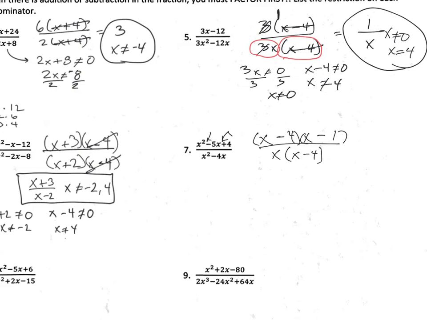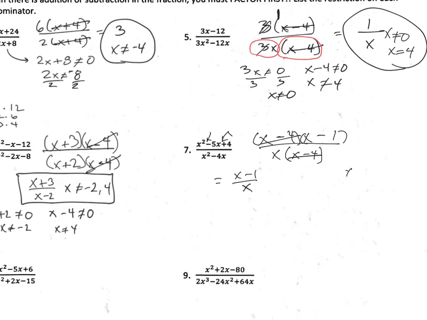So the answer is x minus 1 over x. And no, those two x's don't cross off because they don't match exactly. The top is subtracting. Subtracting and dividing don't undo each other, so leave it alone.